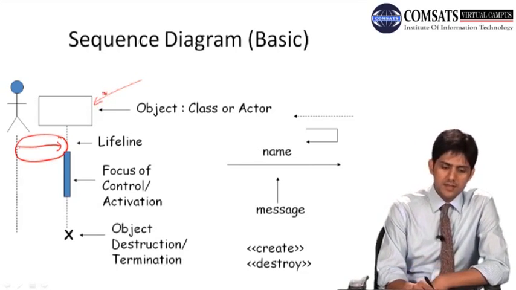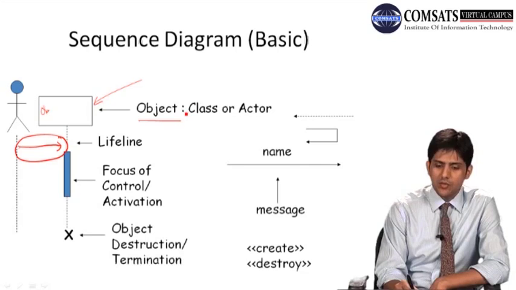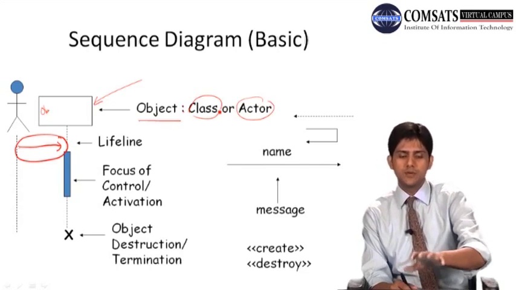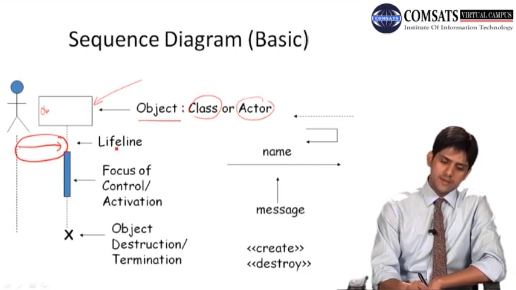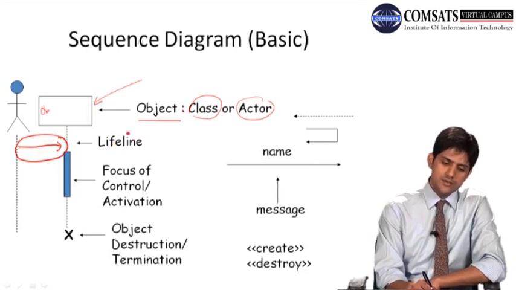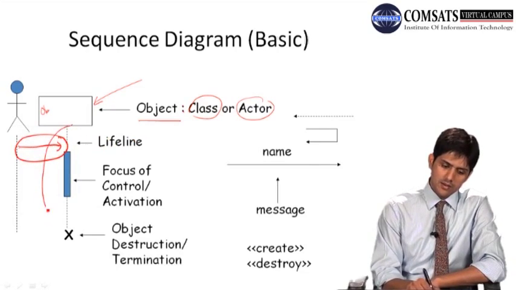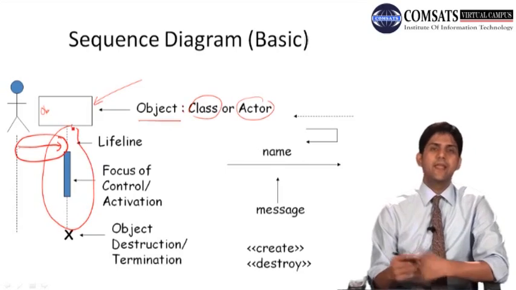And what is the syntax? We normally write the name of the object, like that, and then we have this colon, and then we write the name of the class or an actor. Whatever we are trying to represent, we normally do it like that. And then this dashed line under this rectangle represents the lifeline. So this shows that this class is active in this particular scenario starting from here till here. So this is the lifeline.